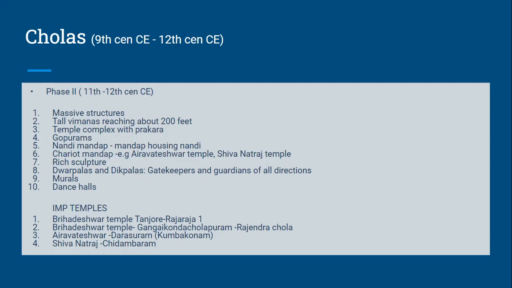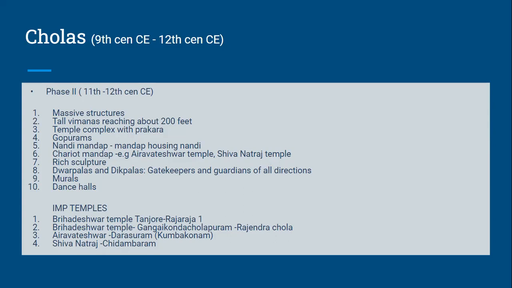There is yet another Brihadeshwara temple. This is at Gangaikonda Cholapuram, and this temple was built by Rajendra Chola. So Rajendra Chola, it is said that he defeated Pala king Mahipal, and after defeating Pala king Mahipal, in order to commemorate his victory, he built a very beautiful city of Gangaikonda Cholapuram, and this city has beautiful temples, and one of the famous one being Brihadeshwara temple. Then we have Airavateshwar Darasuram temple, it's at Kumbakonam, and we have Shivanatrach Chidambaram temple. So these are the important temples of Chola phase 2.